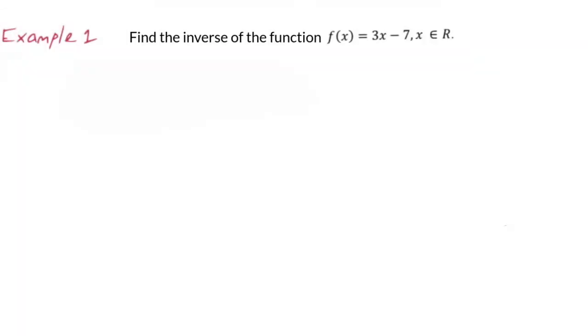In our first example, we have to find the inverse of the function f of x equals 3x minus 7, where x is a member of the real set of numbers. So we remember that our first step is to express the function as y equals 3x minus 7. And then we're going to rearrange so that x is the subject of the equation. So we'll do that by switching the sides here. So we have 3x minus 7 equals y. And then we want to add 7 to both sides of the equation. And we divide by 3.